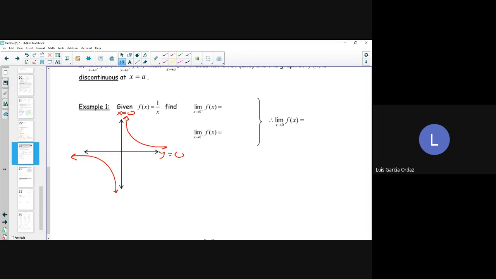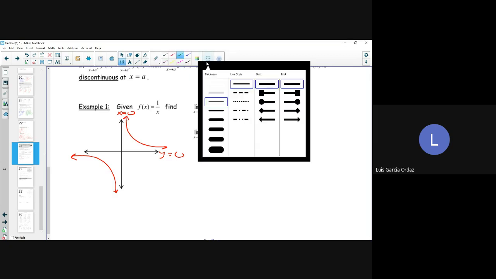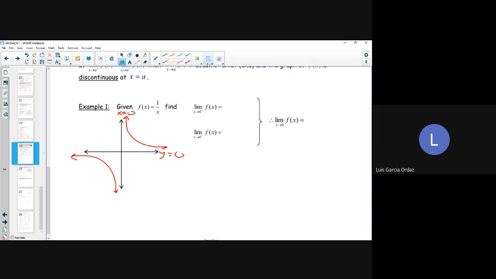So as x approaches 0 from the right, what is our limit of f of x? As it approaches from the right, what is my limit? Yep, as x approaches 0 from the right, it's going to go to positive infinity. As it approaches 0 from the left, what does it get to? Negative infinity.